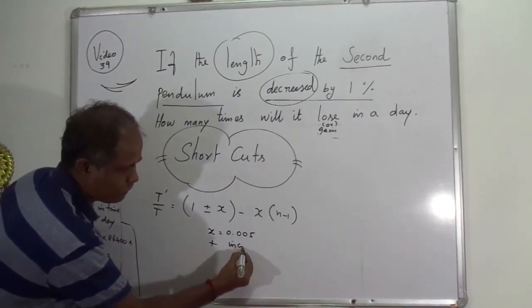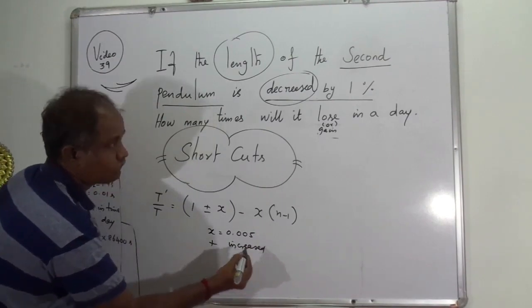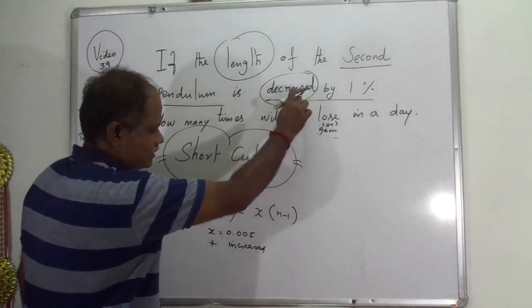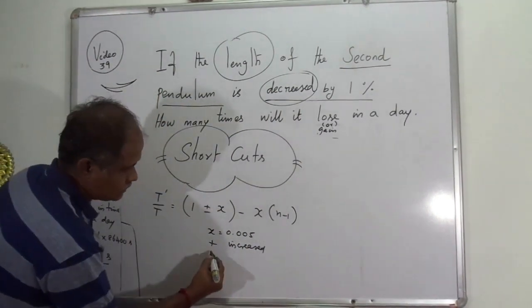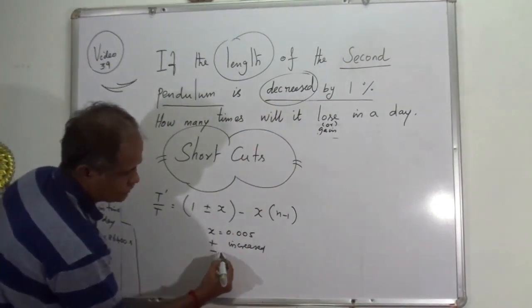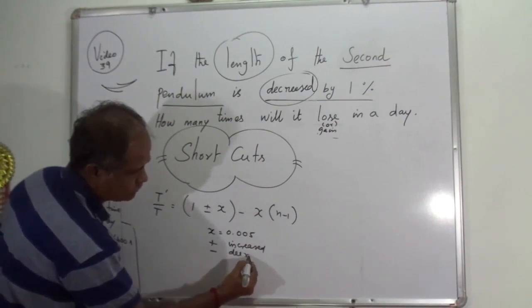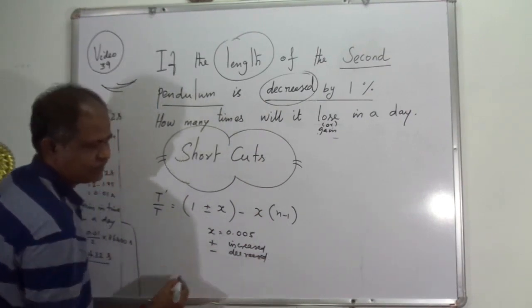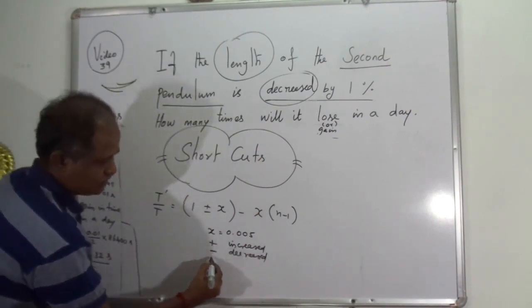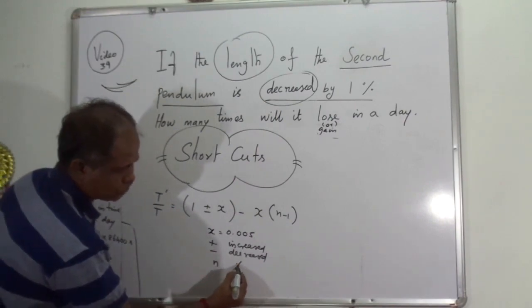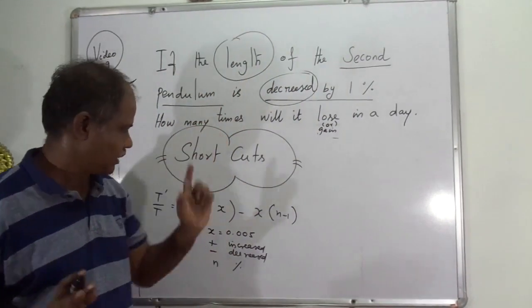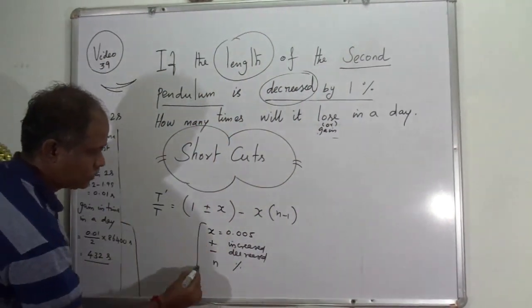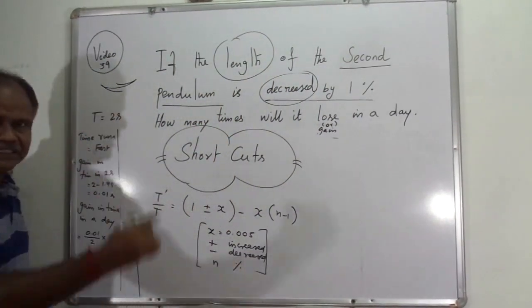If it is increased, you introduce the plus sign. If it is decreased, you introduce the minus sign. What is n? n is the percentage. Here n is 1%. Okay, this is the calculation. By using this, we can find it easily.